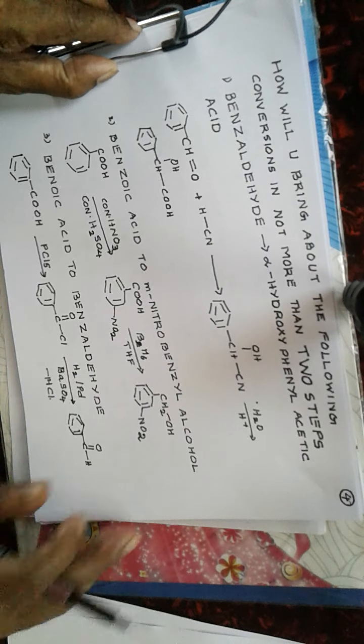Now, how will you bring out the following conversions in not more than 2 steps? Benzaldehyde to alpha hydroxyphenyl acetic acid. So, alpha hydroxyphenyl acetic acid is a derivative of acetic acid, and there is one alpha OH and there is CHOH group, benzene ring, and COOH group.